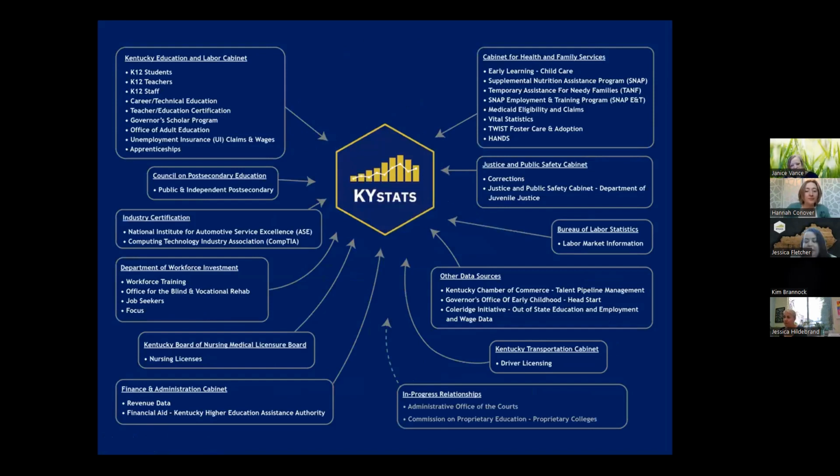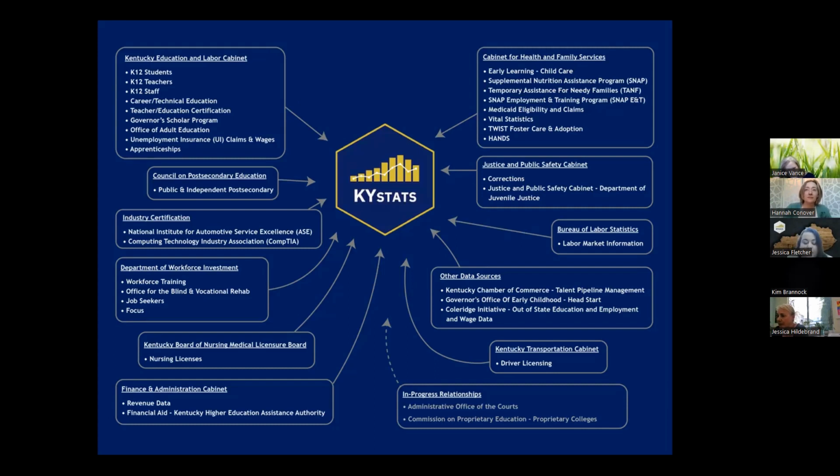So as you can see from this very overwhelming slide, and we mean for it to be overwhelming, because we really want to convey how much state data that we do receive. So we have everything from K-12 information from the education department. We also have Bureau of Labor Statistics information. And as I mentioned, from the Cabinet for Health and Family Services, we have early learning information, SNAP and TANF data, and Medicaid data.